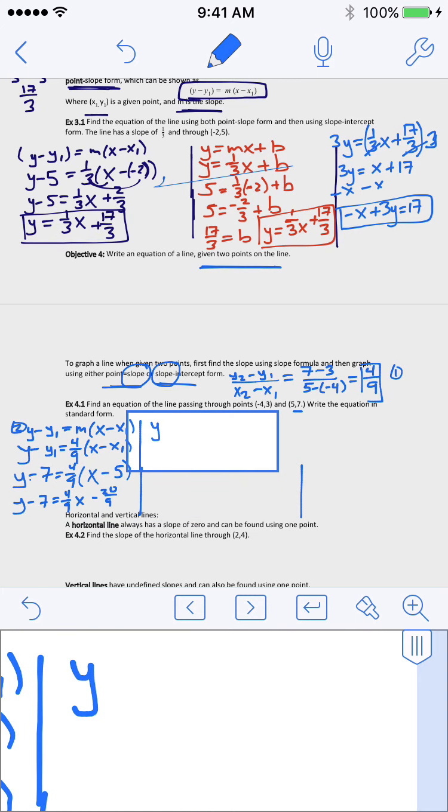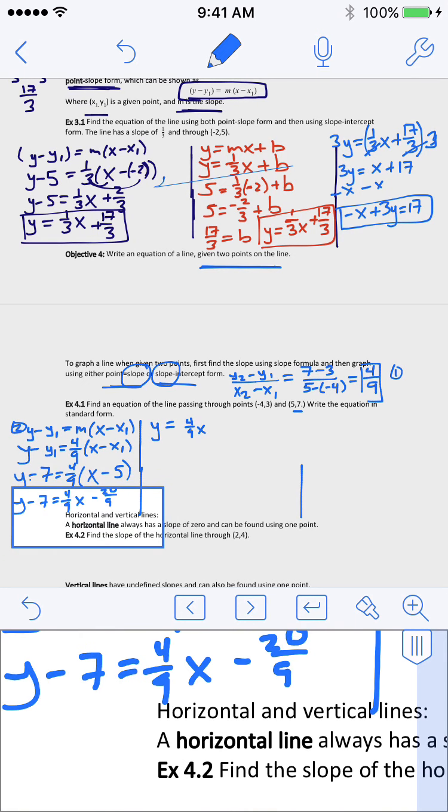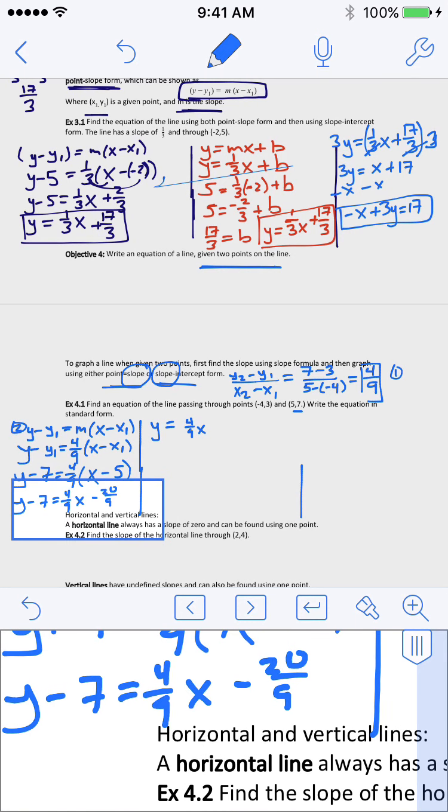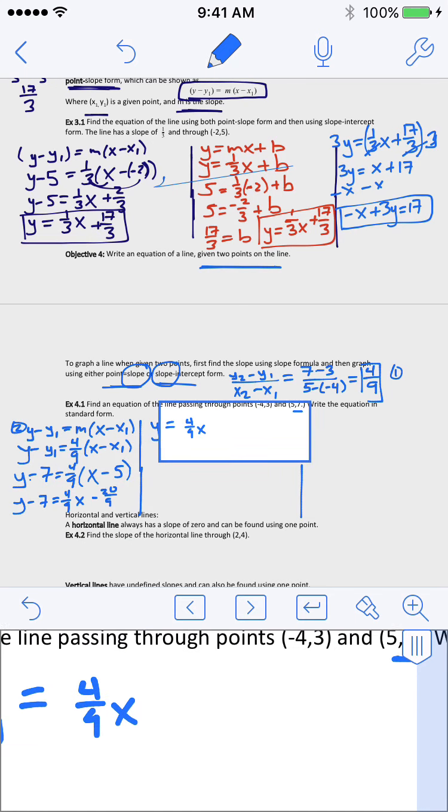And you get y is equal to 4/9 x, let's see, -20/9 and 7. So 7 would be 63/9, right? Just like 5 is 15/3. And then minus 20 would give us 43/9. That isn't quite a mental computation for you.